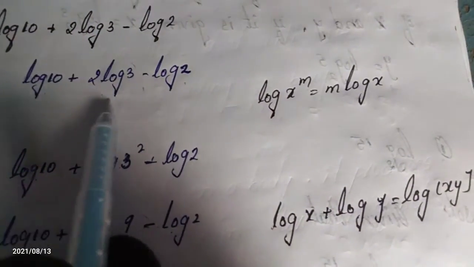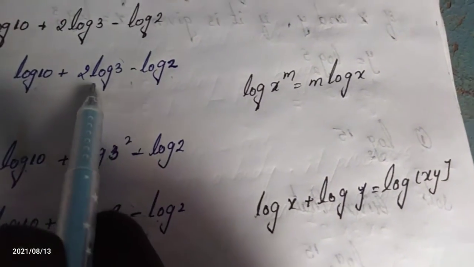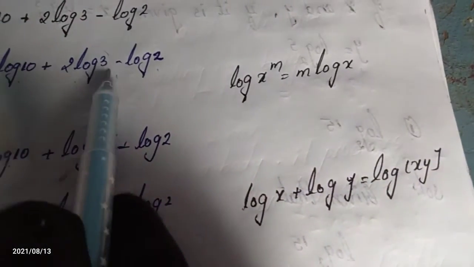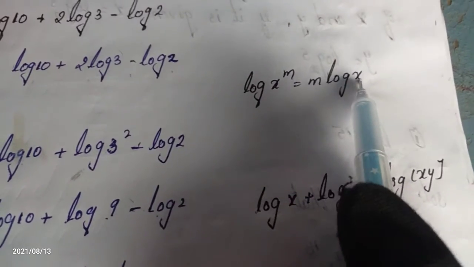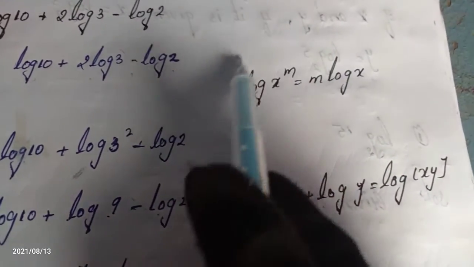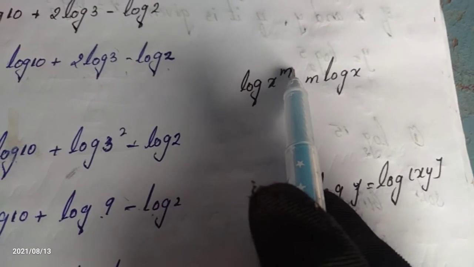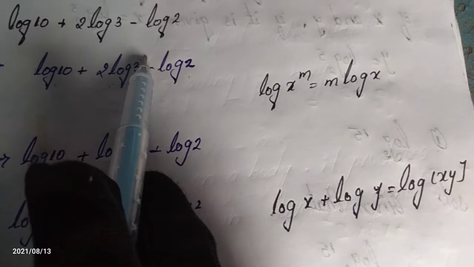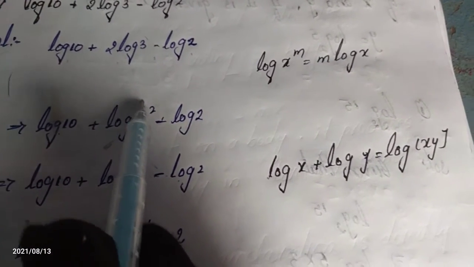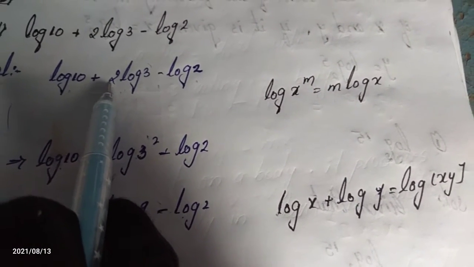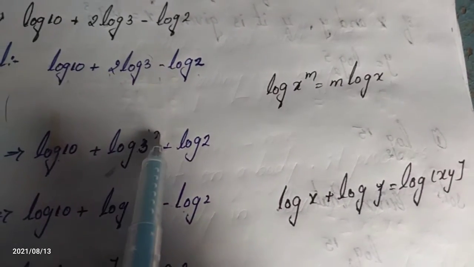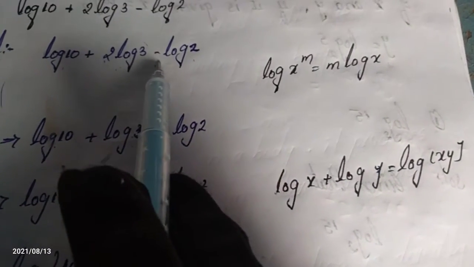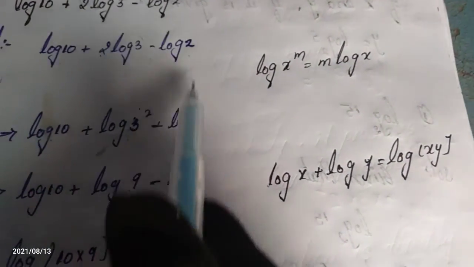This expression 2 log 3 is in the form of m log x. What we have to do is convert it to the form log x to the power m. Whatever quotient is there, we have to take it as a power. Can you understand my point? According to this formula I am writing here. The remaining terms are as they are: the minus is as it is, and log 2 is as it is.